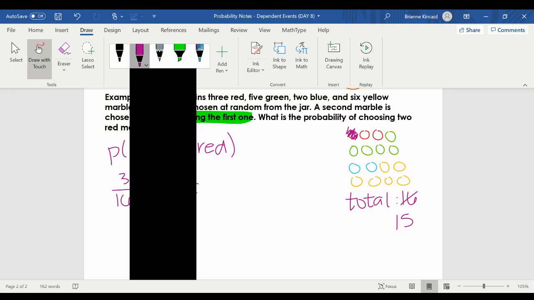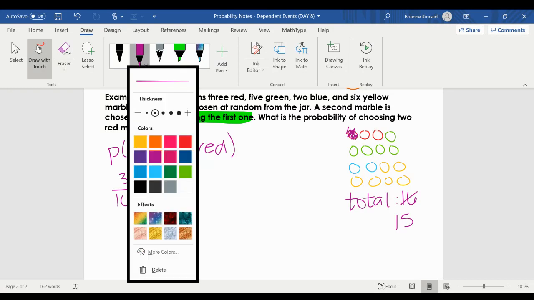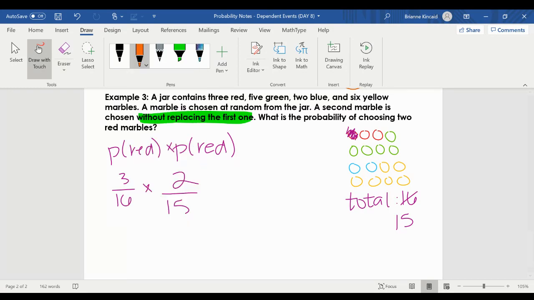We're going to simplify where we can. 3 over 16 doesn't reduce, and neither does 2 over 15, but remember, you can cross out any numerator number with any denominator number. So 3 divided by 3 is 1. 15 divided by 3 is 5. 2 divided by 2 is 1. 16 divided by 2 is 8. So I'm going to have 1 over 8 times 1 over 5, which is 1 over 40.